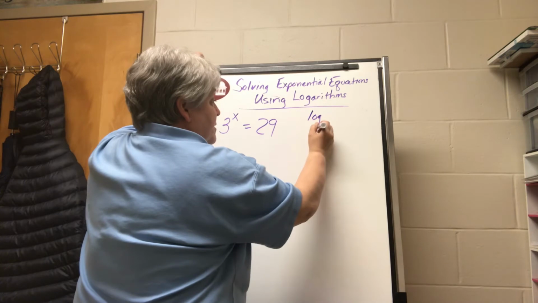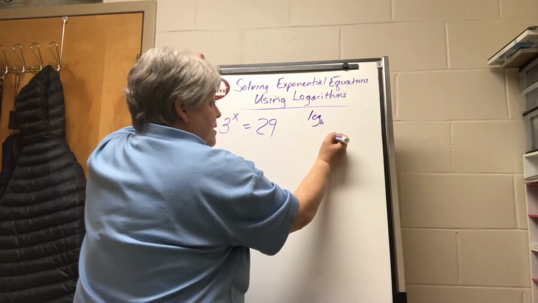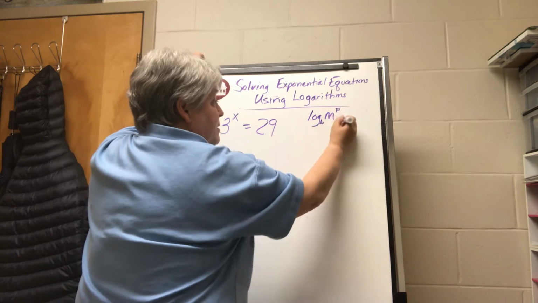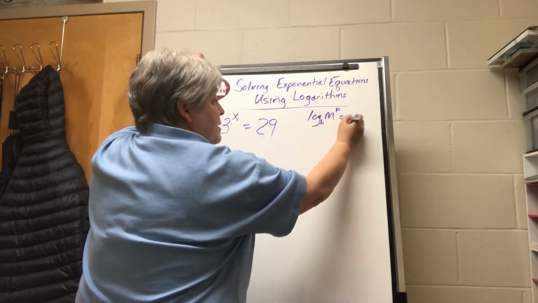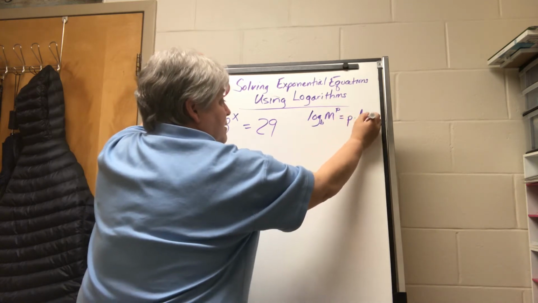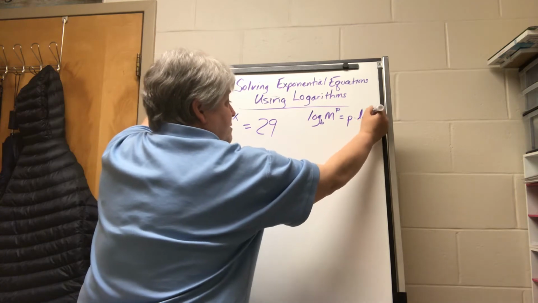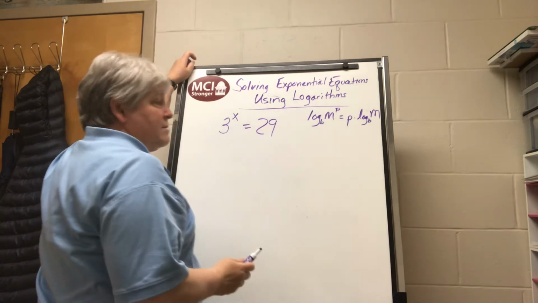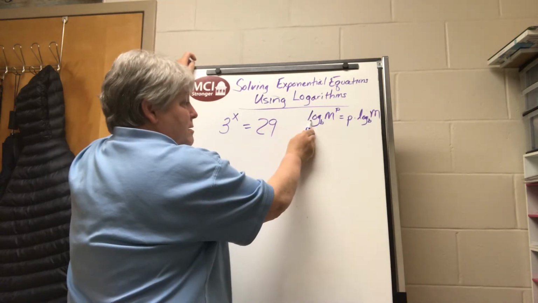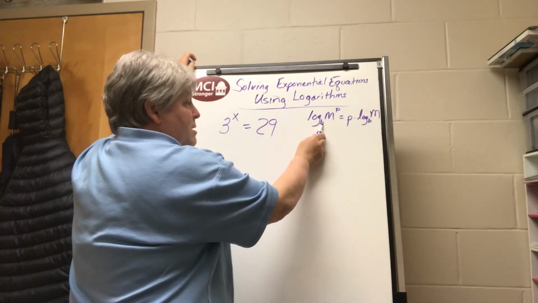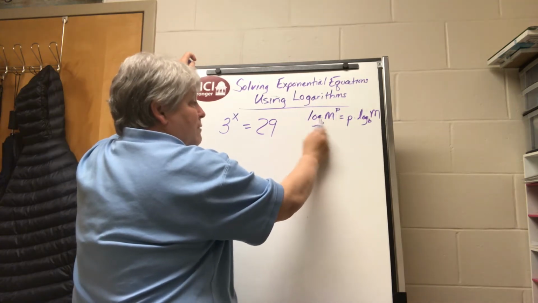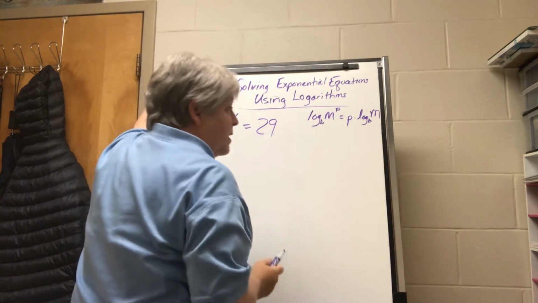The log to any base of a quantity to a power is equal to the power times the log to that base of the quantity, of the argument. What this is basically saying is when you have the log to some base of a quantity to a power, you can bring the power down front as a multiplier.